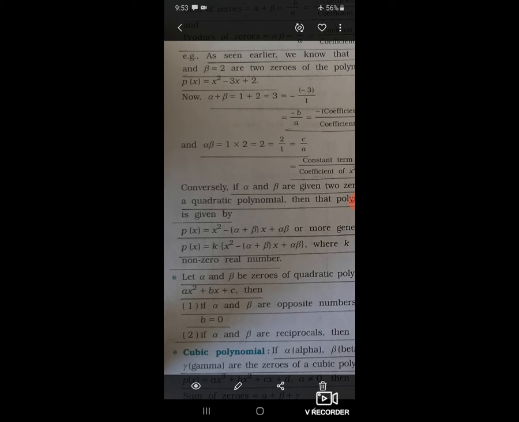Let alpha and beta be zeros of the quadratic polynomial ax² + bx + c. Then if alpha and beta are opposite numbers, then b is equal to 0, and if alpha and beta are reciprocals, then c is equal to a. Now we perform some textbook examples for the relationship between zeros and coefficients of a polynomial.